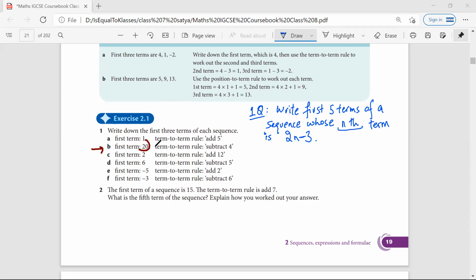B part, first term is 20, second is 16, and the third is 12. Okay. C part? First is 2, then 14, and then 26. D part? 6, 1, and minus 1.